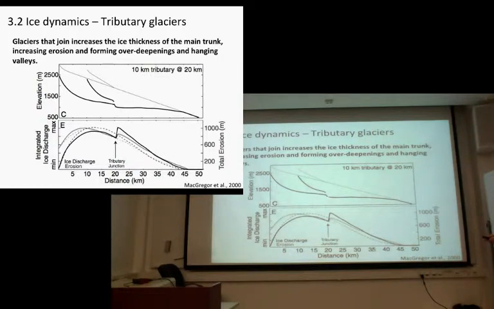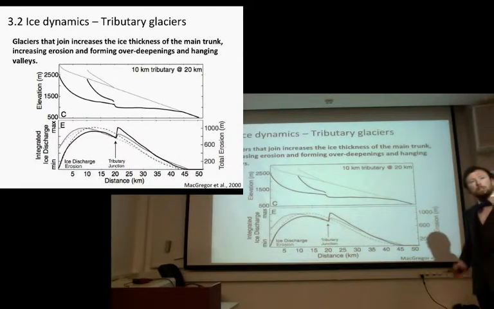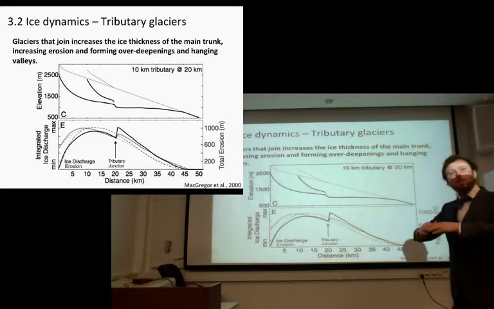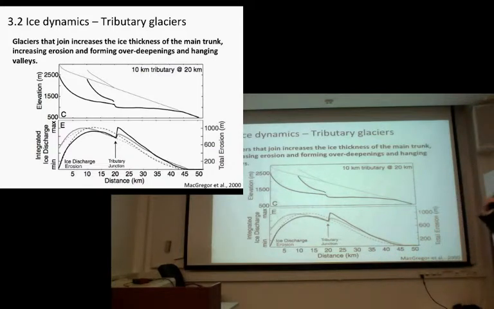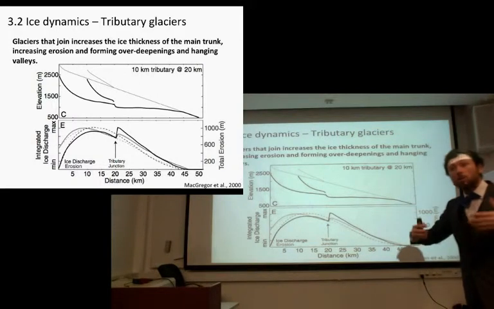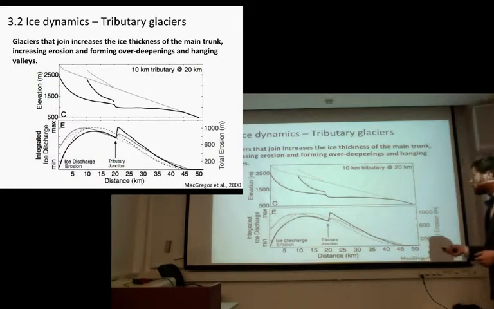And you can also explain these overdeepenings. I mentioned it's a very big trough filled with sediments, and that's the way to see it. When you have two glaciers meeting each other downstream, because suddenly you have more ice, you erode more, and you form this trough.